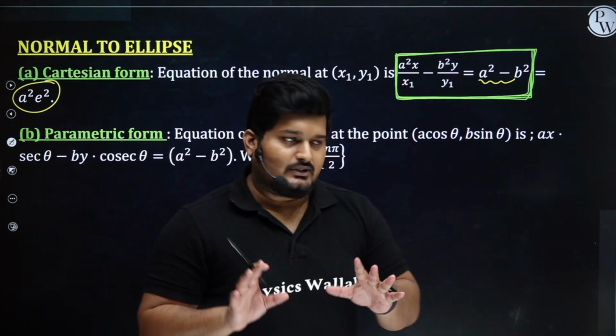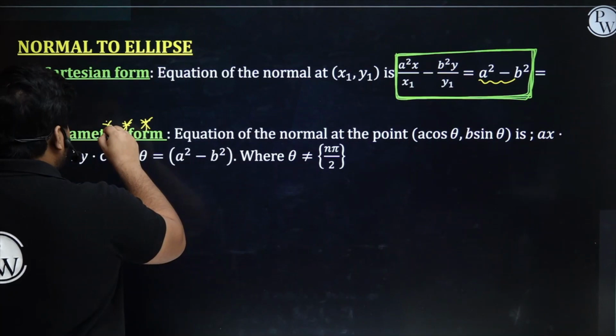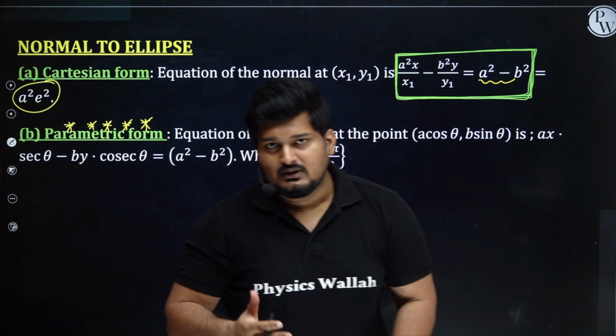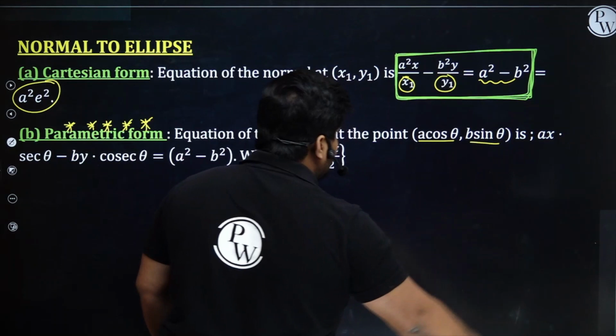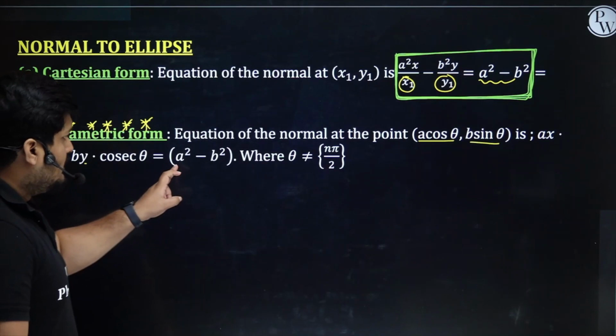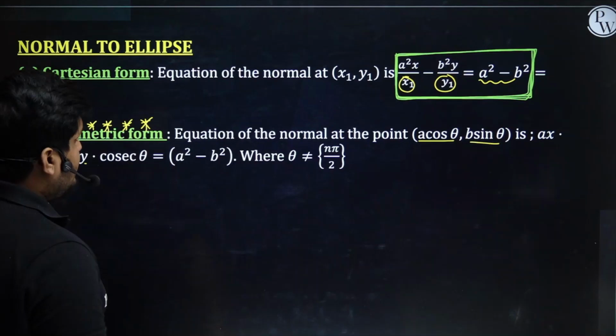Okay, the parametric form. Now, this is the most used form of normal, the parametric form. Just like in tangent, slope form is used most, in normal, parametric form will be used most. So what is the parametric form? You need to replace x1, y1 with a cos theta, b sin theta. So if you replace it, this will be ax sec theta, by cosec theta equal to a square minus b square. Obviously, theta will not be equal to n pi by 2. Okay, remember it. Ax sec theta, by cosec theta is equal to a square minus b square.